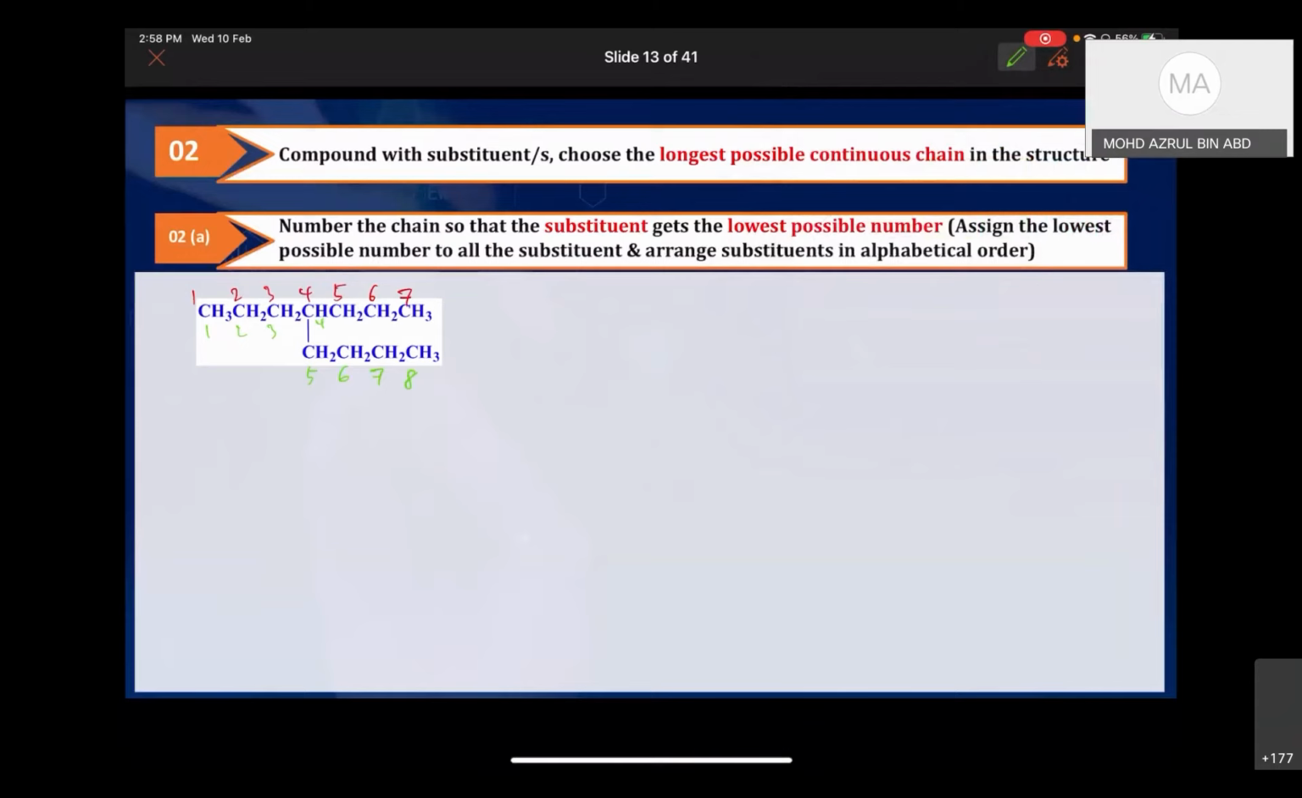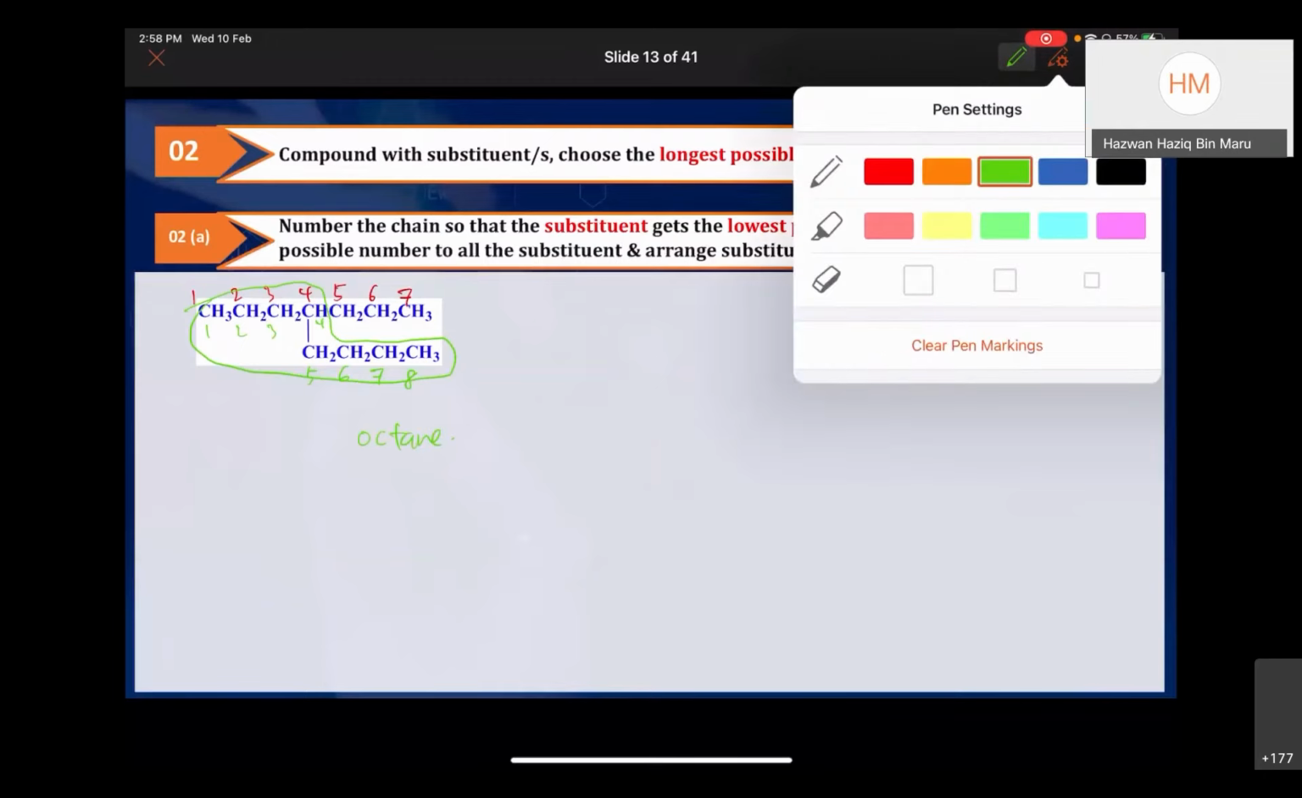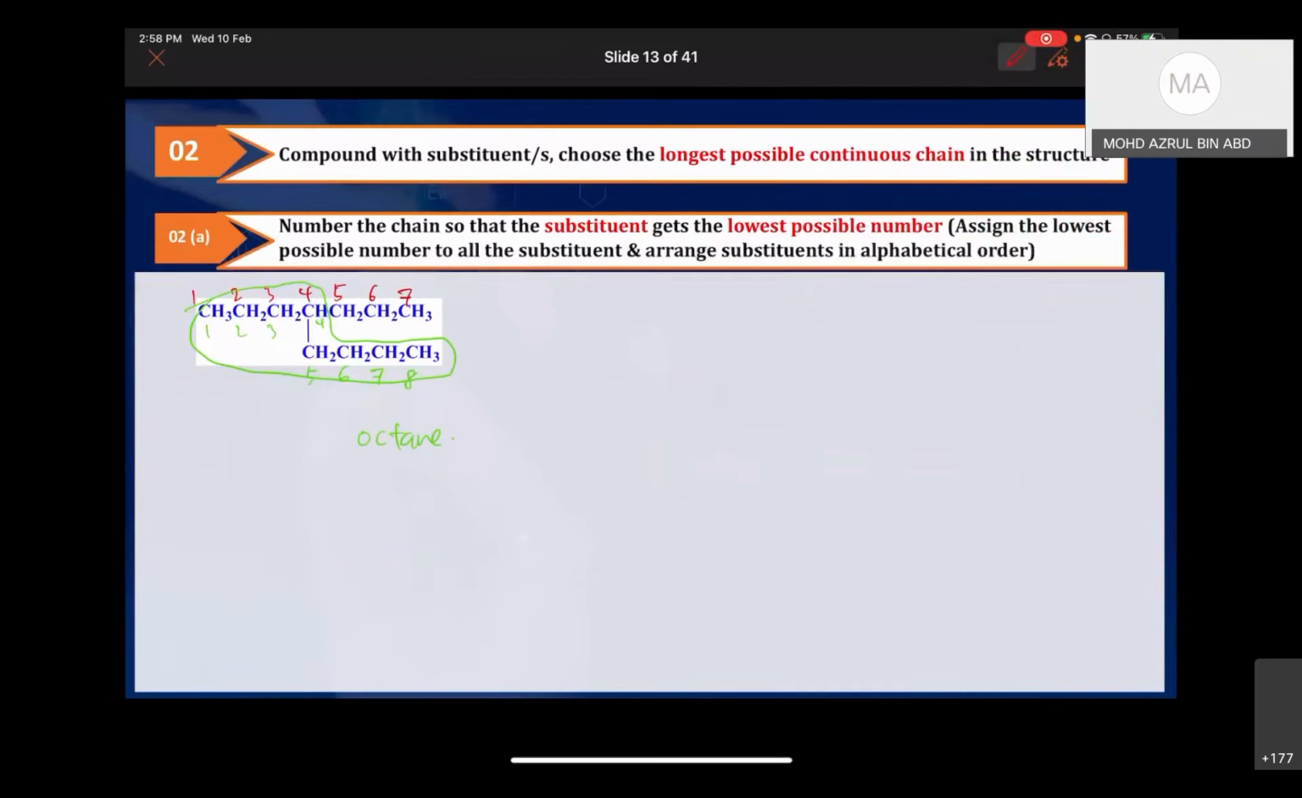Alright, so between 7 and 8, which one will I choose as the longest chain? 8, right? 8 carbons. So which means this one will be the parent chain, so that we can name it as a what? The name of the compound with 8 carbons: octane. Yes, octane.